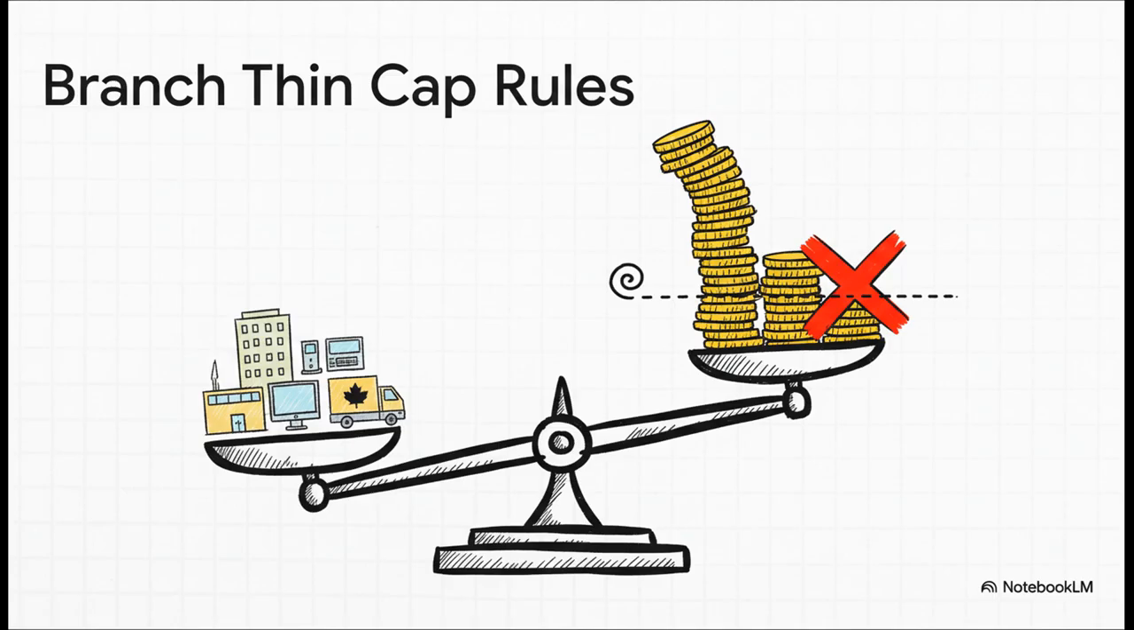The thin capitalization rules also apply to branches, but, and this is a key distinction you need to remember, the test is different. Instead of a debt-to-equity ratio like we saw for subsidiaries, the branch rule is based on a debt-to-asset ratio. Here, interest deductions are limited if the loans from the parent exceed 60% of the cost of the assets being used in the Canadian branch. Same goal, preventing profit stripping, but a completely different mechanism.